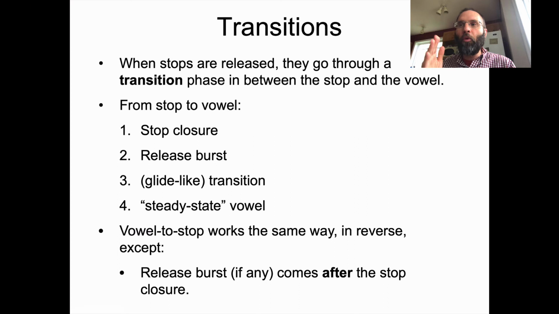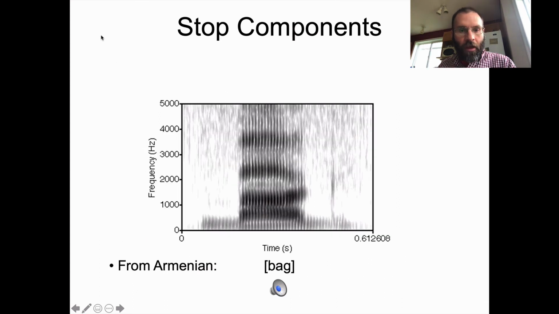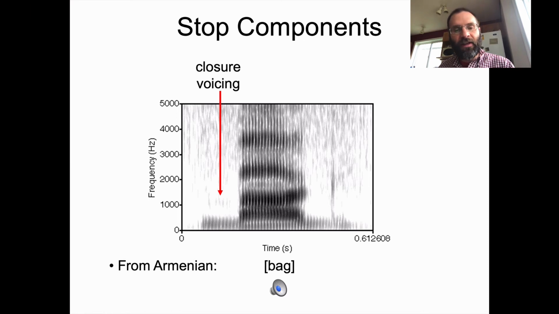So often you get more information about where the mouth is headed in a vowel to stop transition when you're closing your mouth as opposed to opening it, because it just gives you more information over time. It's easier to perceive. So I'll give you examples of both of those things here from this Armenian word, bug, which has a bilabial stop at the beginning and a velar stop at the tail end. And so we can see the various stages here.